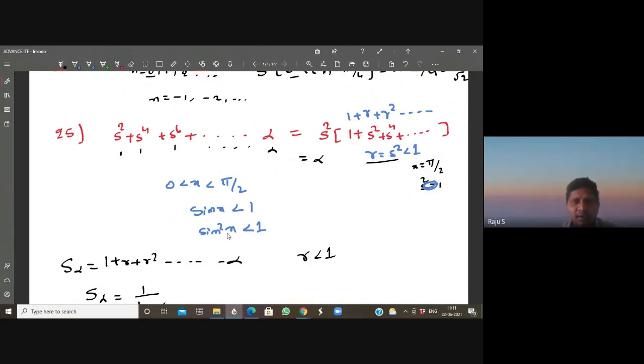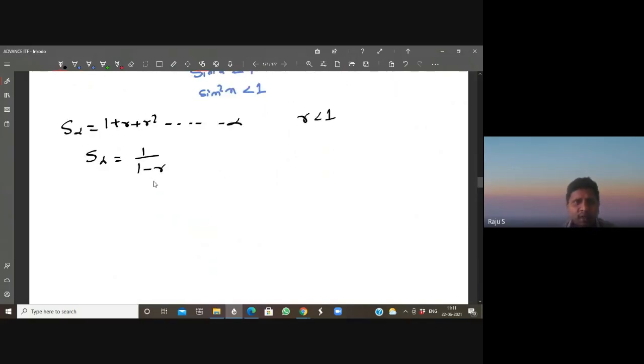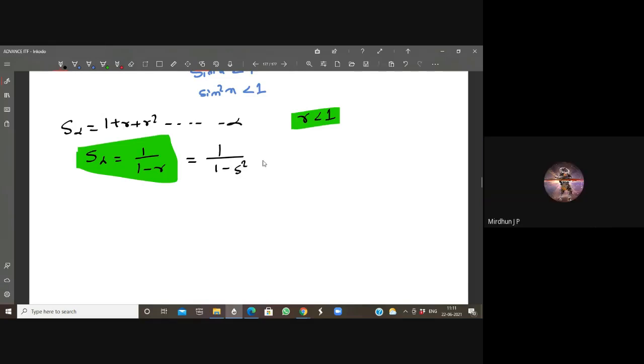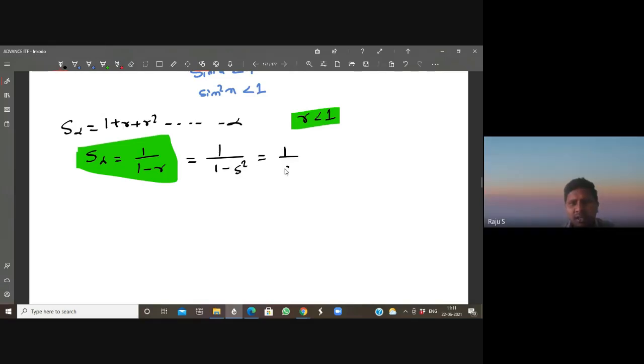Sine is less than 1, sine square is also less than 1. So finally the common ratio is less than 1, so we can apply this formula. Only then can we apply the formula, when the common ratio is less than 1. Fine. So what is the value? 1 by 1 minus sine square x. 1 minus sine square means shall I write cos square?